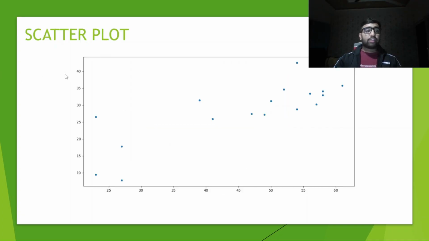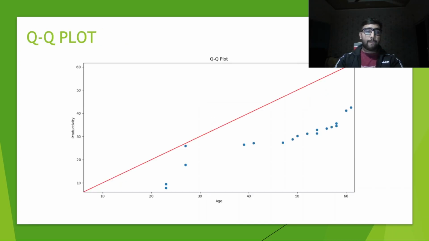Then the scatter plot, it is a bivariate plot, hence it plots age with its corresponding value for productivity. So this is our scatter plot. Scatter plot is generally used to identify relationships and dependencies between two variables or features. Then this is my quantile plot, which plots respective quantiles for both age and productivity on x and y axis. Since we can see that the quantile plot is not a straight line, we can conclude that both distributions are not similar to each other.